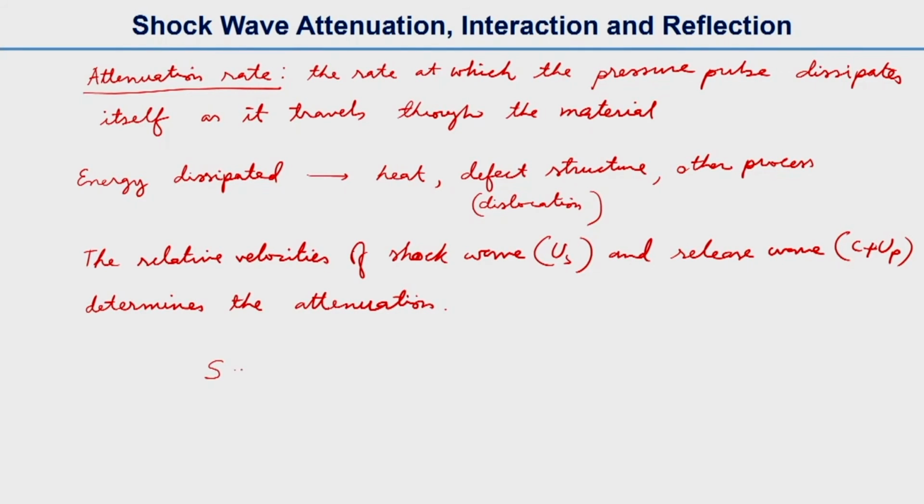So the distance up to which the peak pressure will be maintained can be calculated with some simple calculations. We write that distance as a S. I am just writing the expression, no derivation. It will be UP plus C minus US. You know all the terms, and I even discussed TP as well. So this is the distance into the target material up to which peak pressure is maintained.